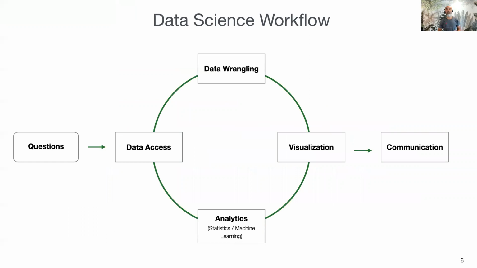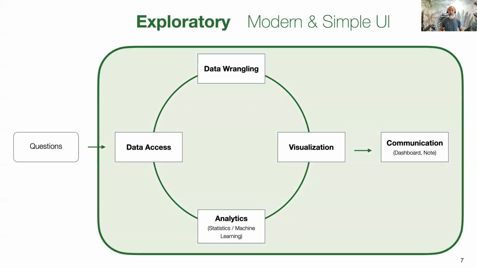And when we say data science, we think of this workflow. You start with business questions, and to answer them with data, you have to access the data first, then you need to clean or transform it to get the data in the right format. Then you visualize or use analytics algorithms to find patterns in the data to help you answer the business questions. And once you find the answers or any insights, you want to communicate with others, because most of the time you don't work by yourself, you work with others. So the communication is also an important piece of the data science workflow. Exploratory provides a modern and simple UI to do these five things: data access, data wrangling, visualization, analytics, and communication. So that's the Exploratory desktop.